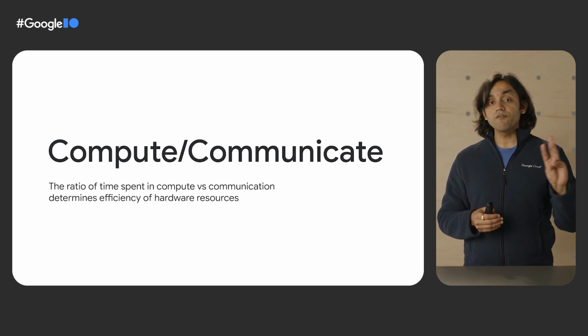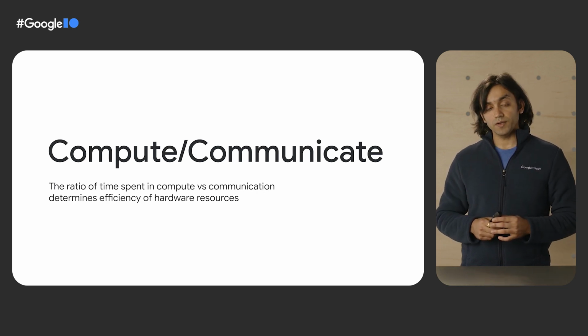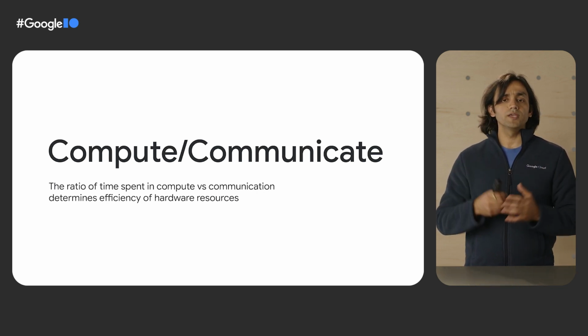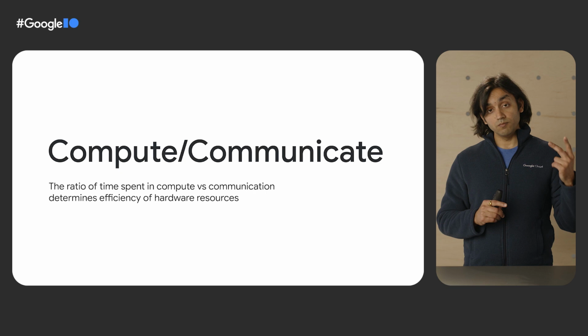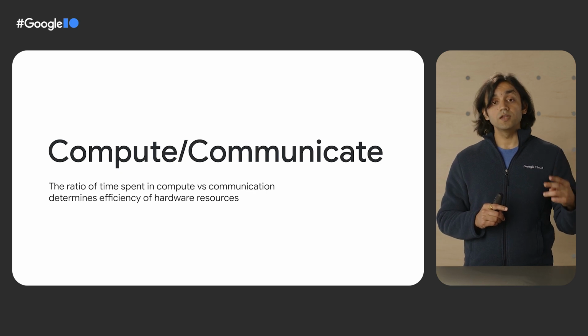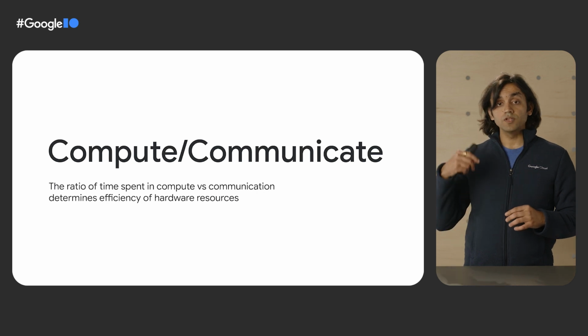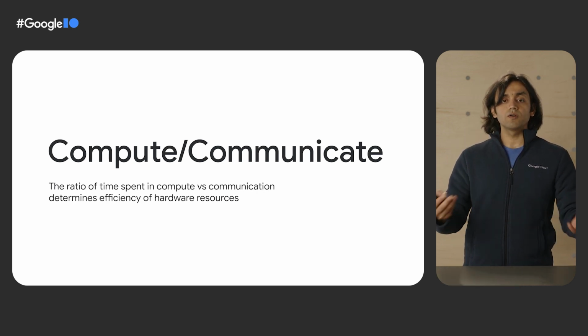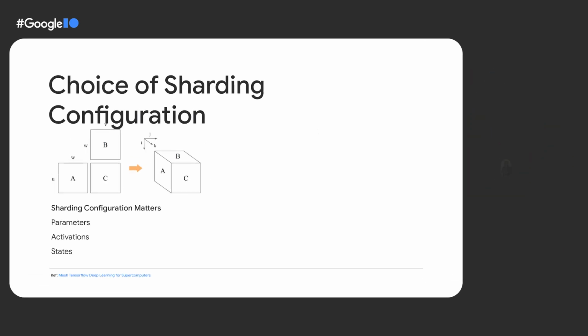There are three key factors which will determine how well your parameter partitioning will work. As you may have already guessed, the choice of sharding configuration, number 1, activation memory trade-off with compute, number 2, and compute and communication overlap, number 3. You will experiment with these three factors to arrive at an efficient distributed training. Let's review these factors one by one.